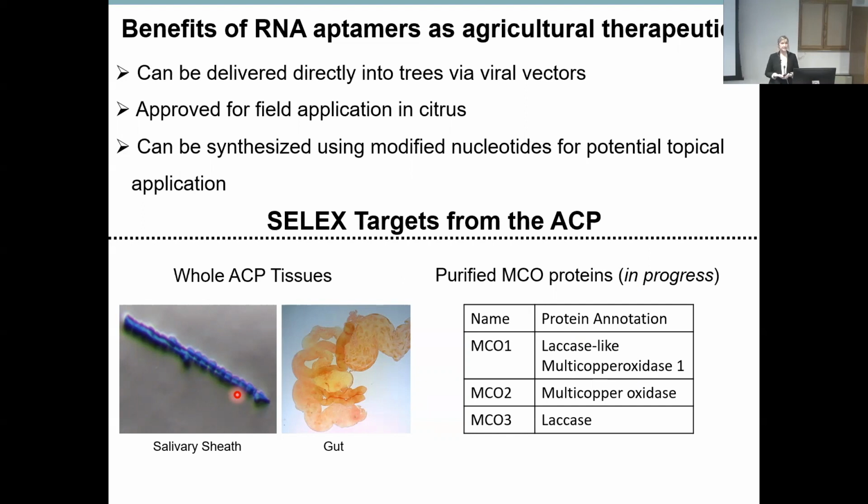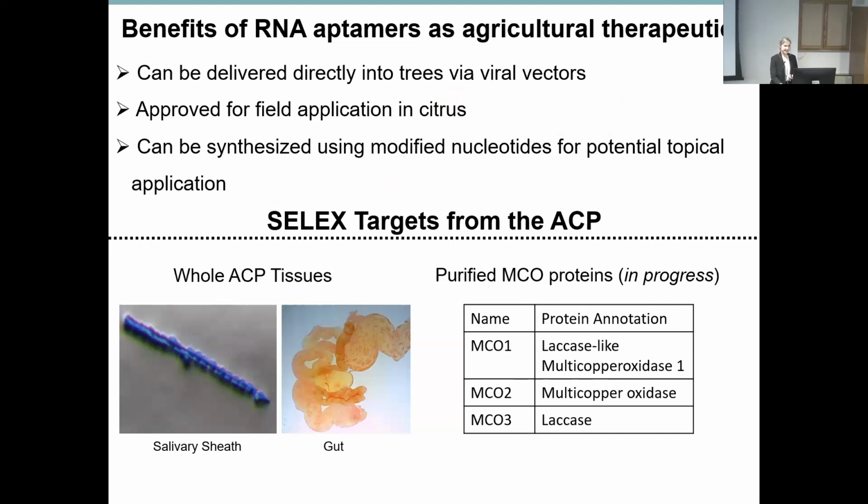So Dr. Dawson takes citrus tristeza virus and deactivates it to make it asymptomatic, and he uses it as a tool to deliver RNA directly into trees. And these viral vectors are actually already approved for field application in citrus. And then alternatively, RNA can also be synthesized using modified nucleotides that increase its heat and nuclease resistance. So this type of strategy can be evaluated for topical applications.